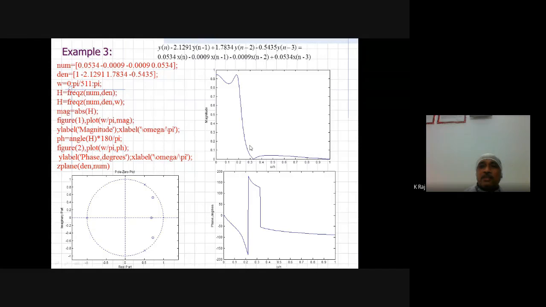So here, this is figure 1 that describes the amplitude response, that is the magnitude versus omega by pi. Omega by pi is written on the x-axis and magnitude is written on the y-axis. The range of the frequency has been considered from 0 to 1, that is the range of omega by pi. So the total range of omega is 0 to pi, so omega by pi will become 0 to 1 here.